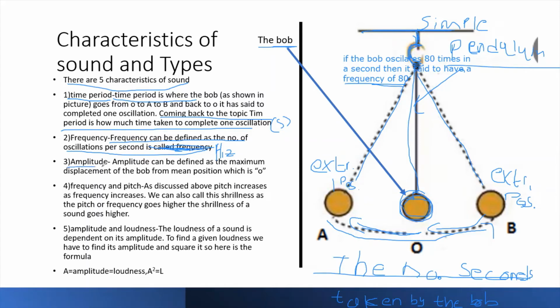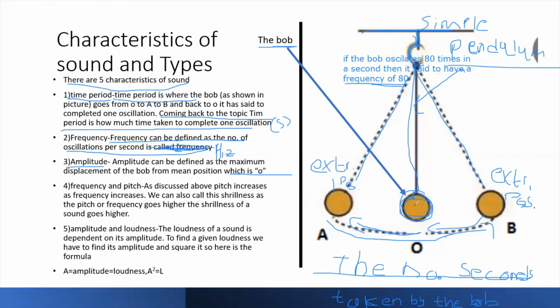Let's move on to the amplitude, the next characteristic. Amplitude can be defined as the maximum displacement of the bob from the mean position, which is O. If you look here, I've also marked the extreme positions. The maximum displacement of the bob will be the two extreme positions.